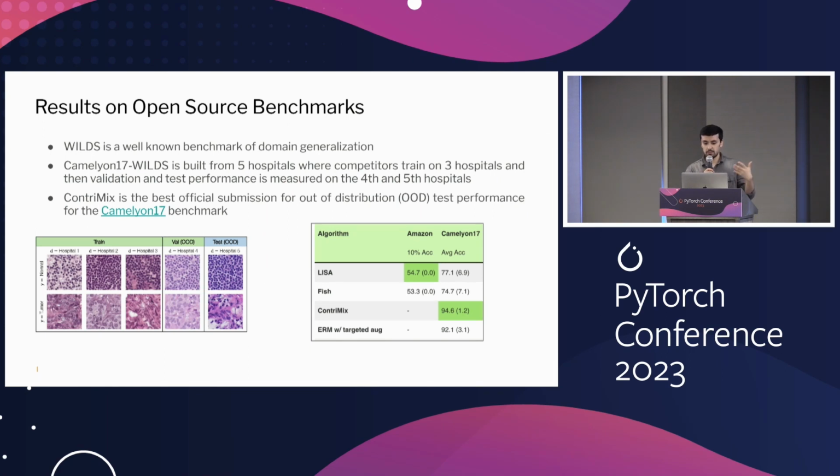So how does this technique perform in practice? We tried using it on a dataset called Camelyon17-WILDS. It's an open source benchmark for domain generalization by Stanford. Models in this dataset are trained on 3 hospitals, and then their performance is evaluated on out-of-distribution hospitals. Among the submissions following the official guidelines, ContriMix produces state-of-the-art OOD results on this dataset.